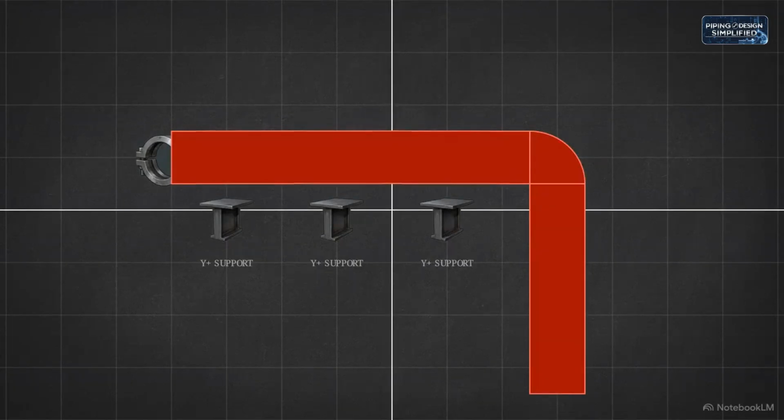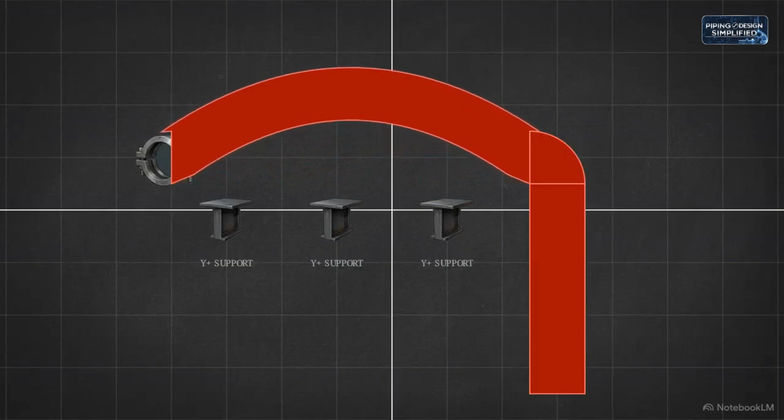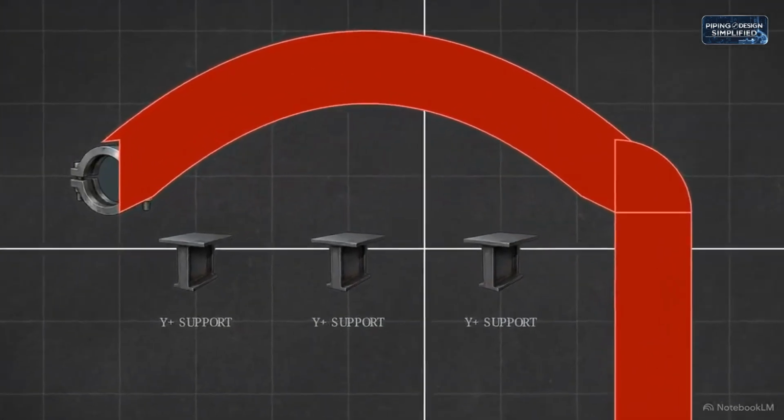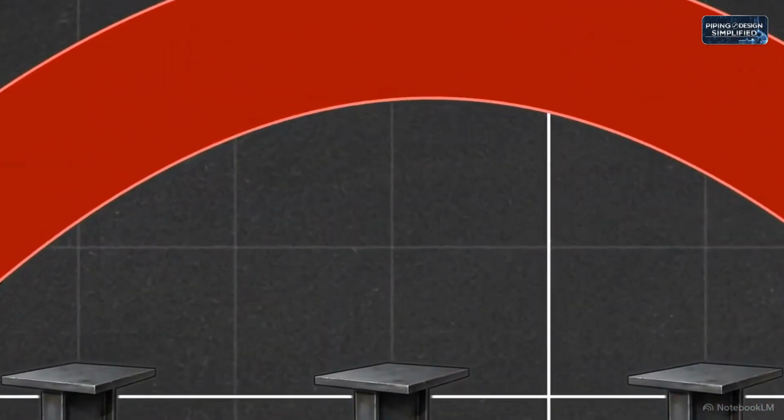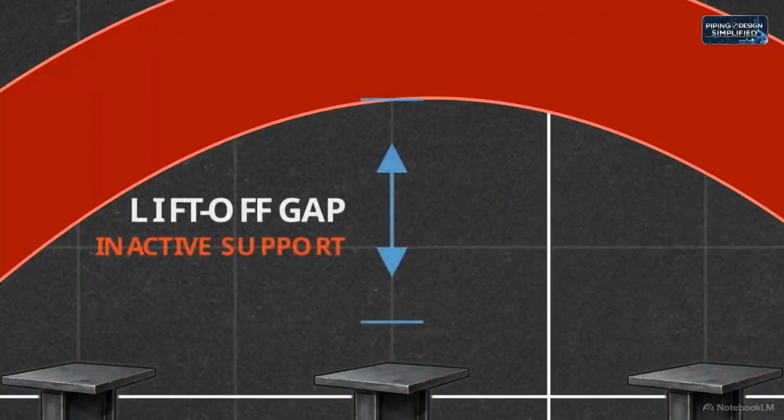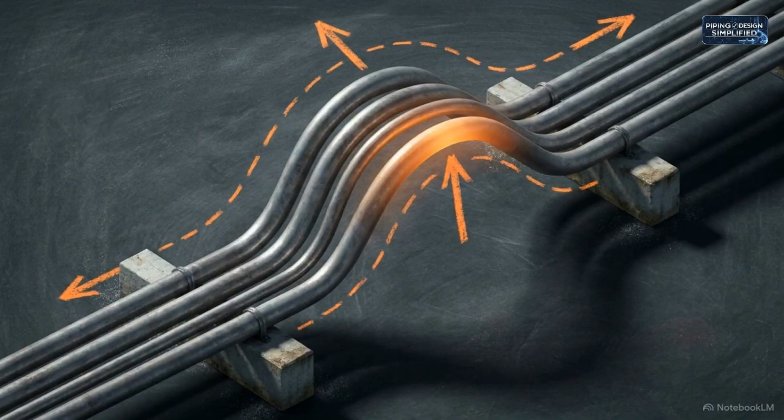Because the pipe's expansion is restricted by the corner geometry, it seeks the path of least resistance and aggressively bows upward. Because the Y+ support provides zero downward restraint, we see a phenomenon known as liftoff. The upward bowing of the pipe creates a physical air gap, completely separating the steel from its resting place. Thermal expansion stretches the steel and completely changes the physical geometry of how the entire piping network is held up.